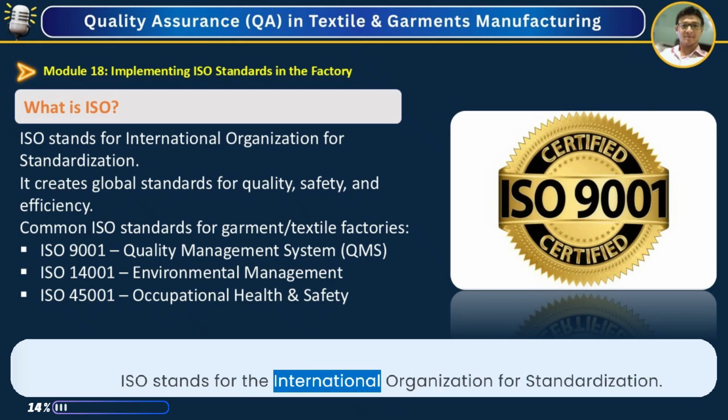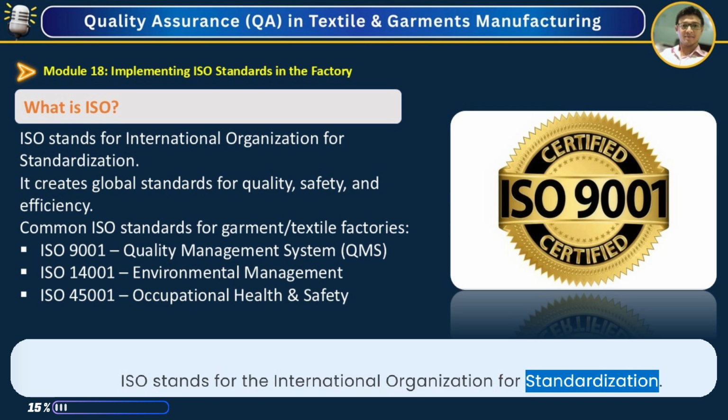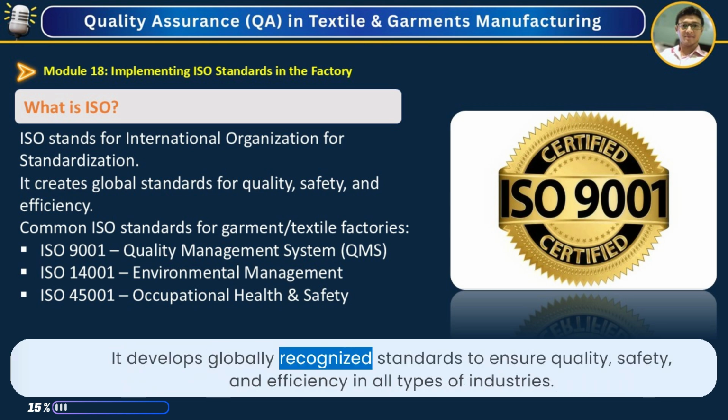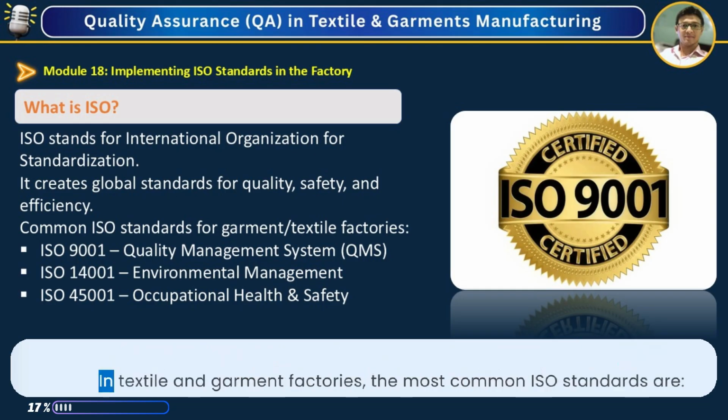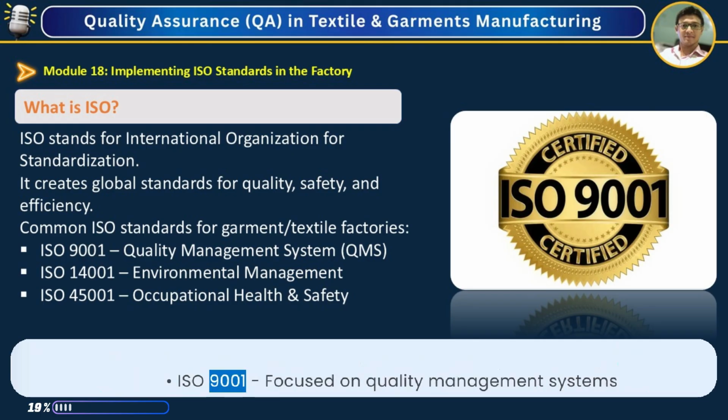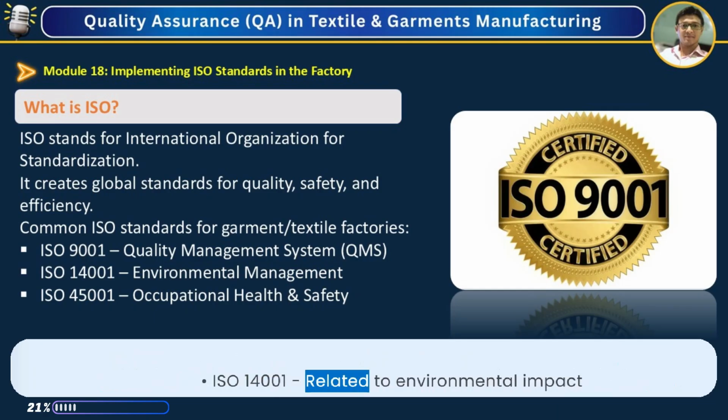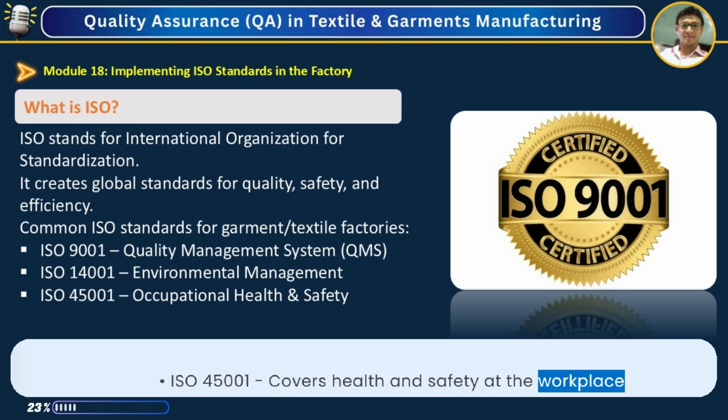What is ISO? ISO stands for the International Organization for Standardization. It develops globally recognized standards to ensure quality, safety, and efficiency in all types of industries. In textile and garment factories, the most common ISO standards are ISO 9001, focused on quality management systems, ISO 14001, related to environmental impact, and ISO 45001, which covers health and safety at the workplace.